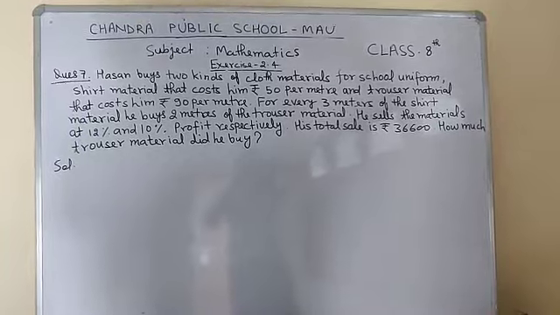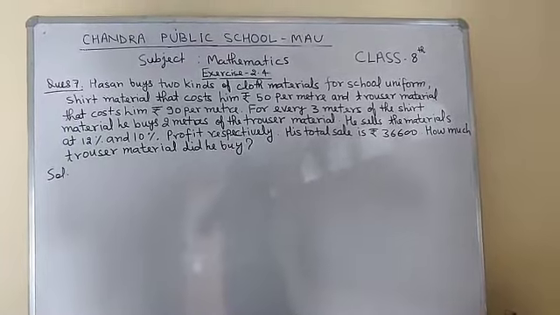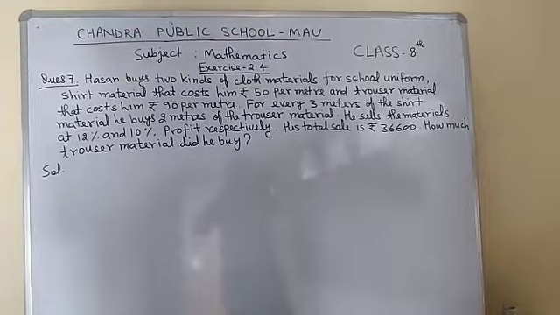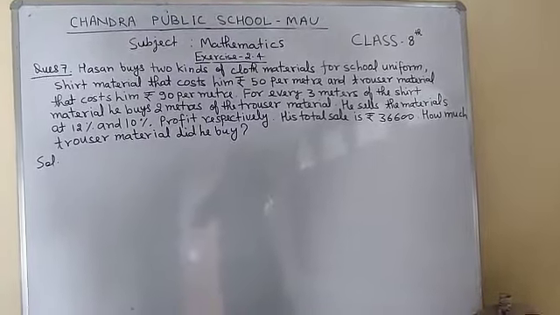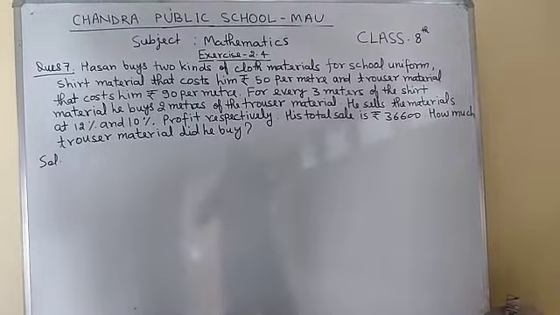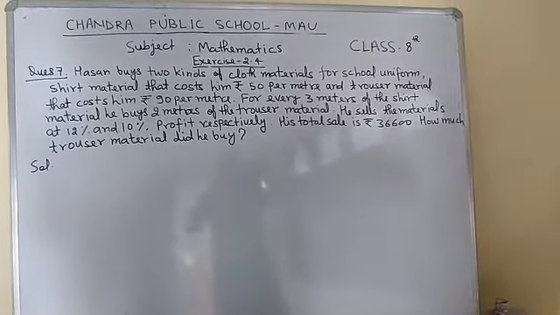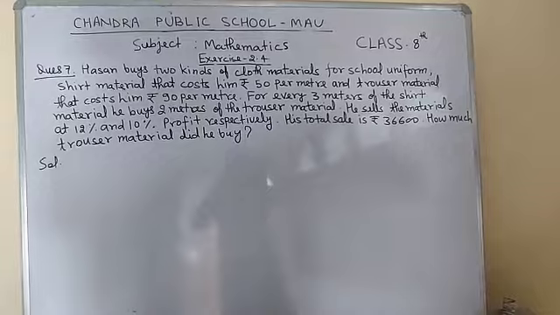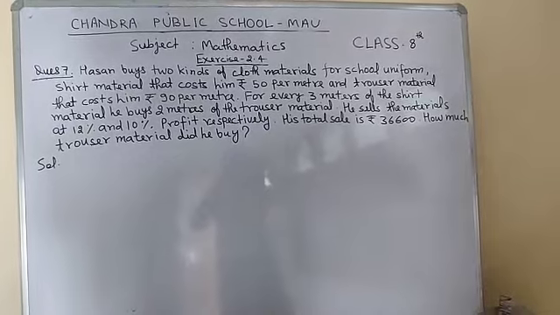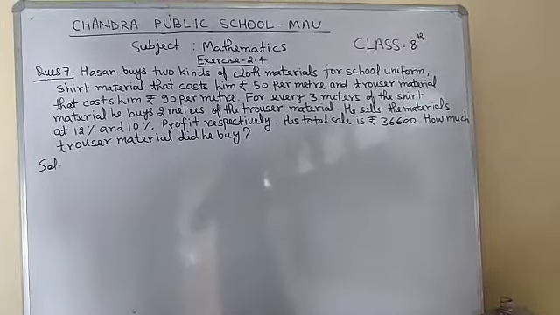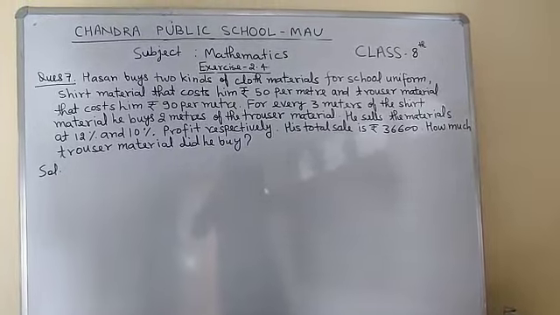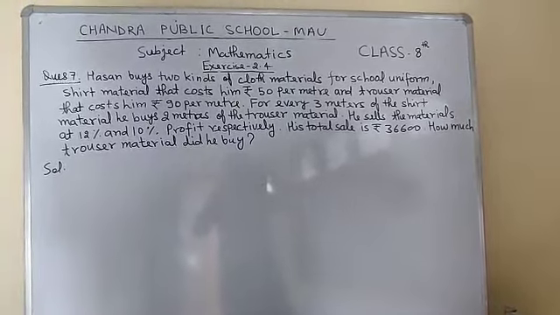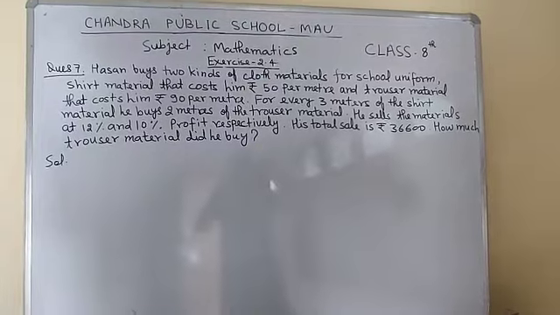Now students, here is question number 7. Hassan buys two kinds of cloth material for his school uniform: shirt material that costs him rupees 50 per meter and trouser material that costs him rupees 90 per meter. For every 3 meters of the shirt material, he buys 2 meters of the trouser material. He sells the material at 12% and 10% profit respectively. His total sale is rupees 36,600. How much trouser material did he buy?